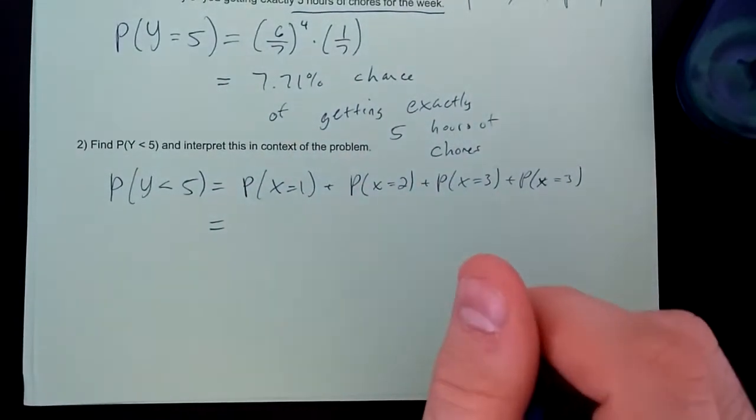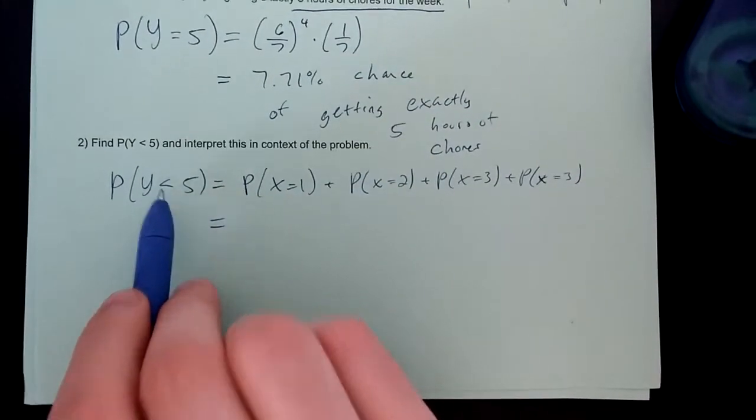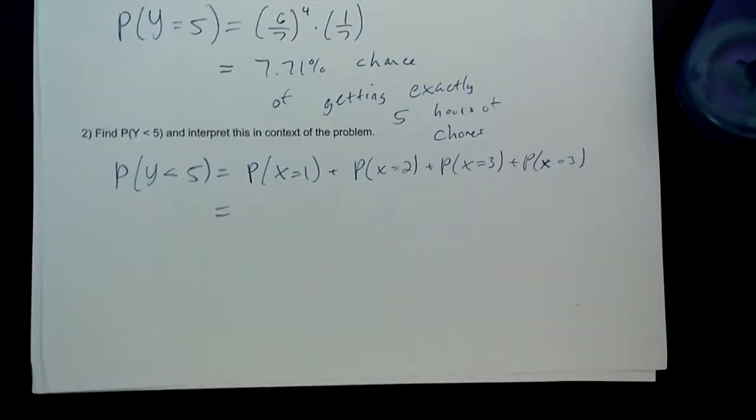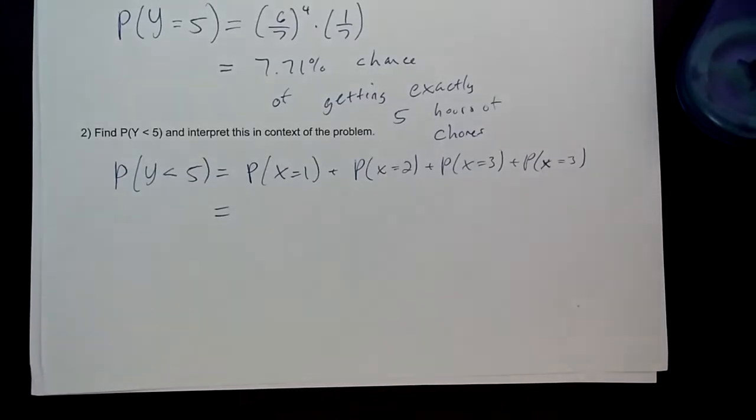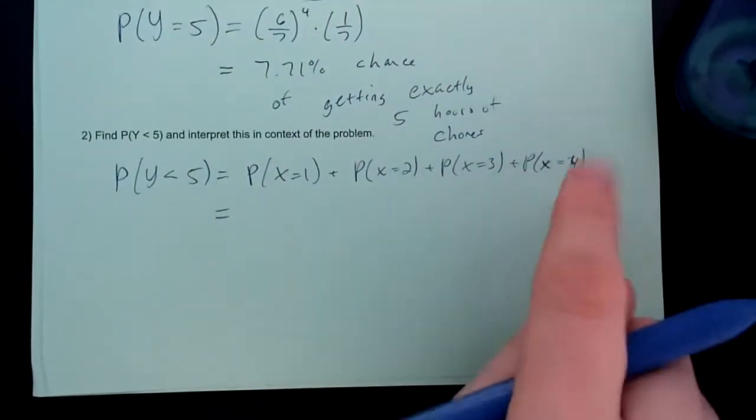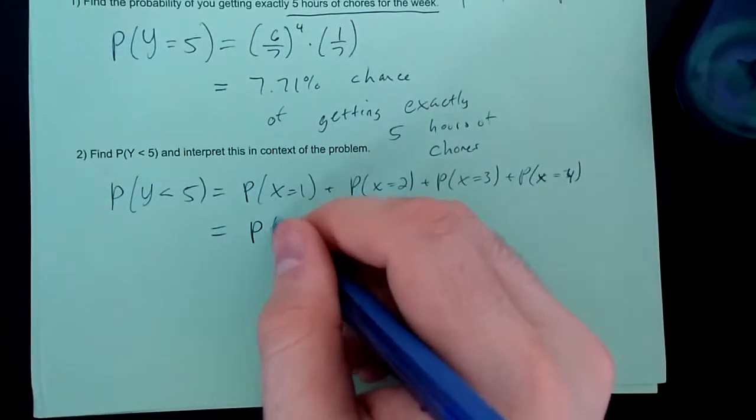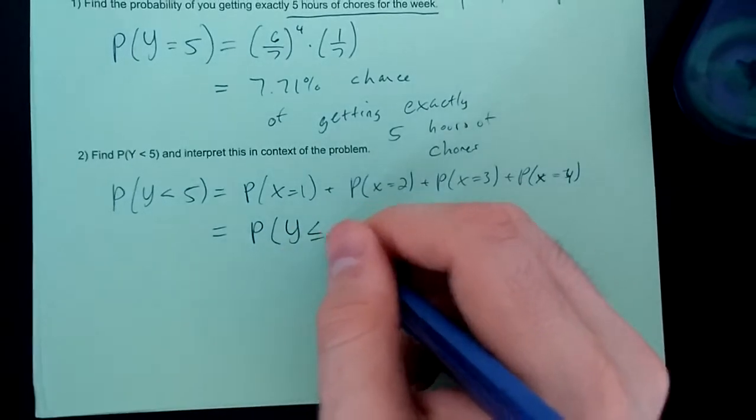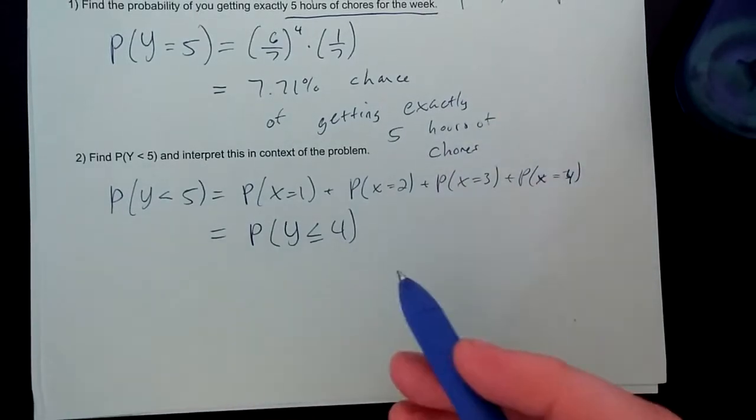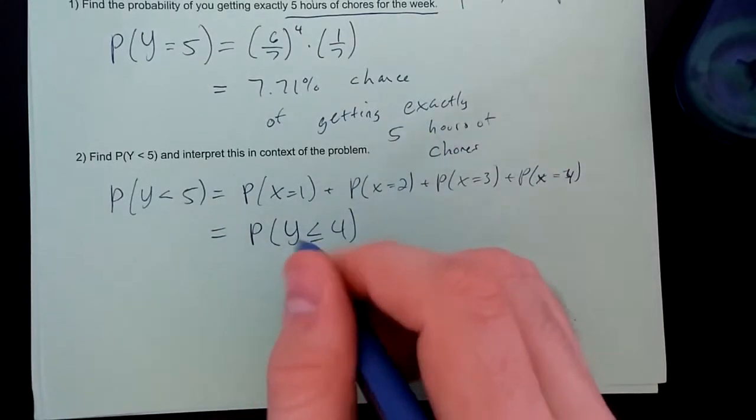Your other option is to use your graphing calculator. The problem is that your calculator does not do less than. It does less than or equal to. So here's one option. If you know it's a geometric random variable, you know it's discrete. There's no number in between 4 and 5. So the probability of Y less than 5 is equal to the probability of Y less than or equal to 4. Because 4 is the next number before 5. There's no 4.5 or 4.8. It's discrete. So you can use your calculator to find this.